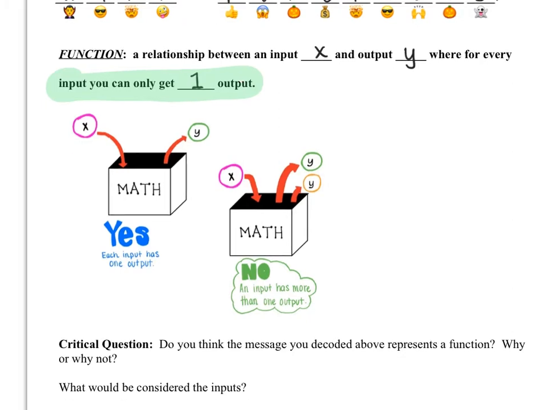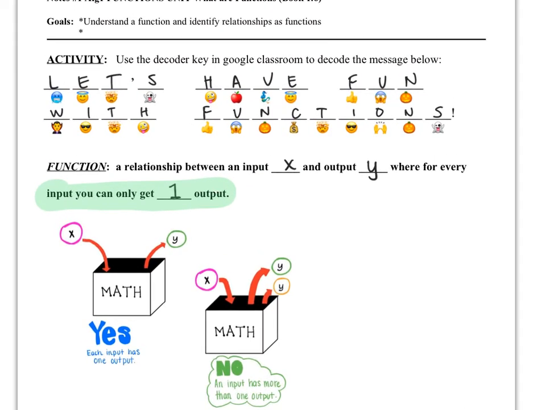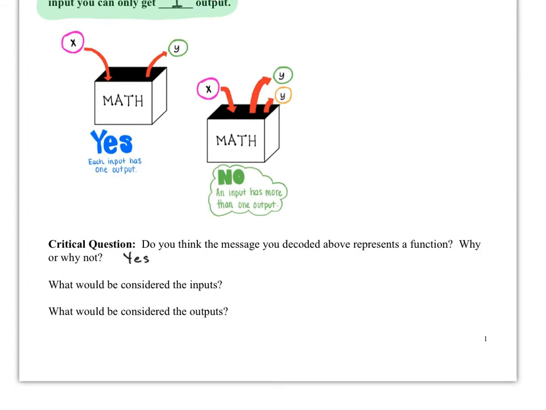So here's our question about the activity that we did with the coded note. Do you think the message you decoded above represents a function? Why or why not? This would be a function. It's going to be a yes. So our inputs in that note would be our emojis. These are what we're starting with. And what we're getting out using our decoder key is letters. So our inputs are emojis, our outputs are letters.